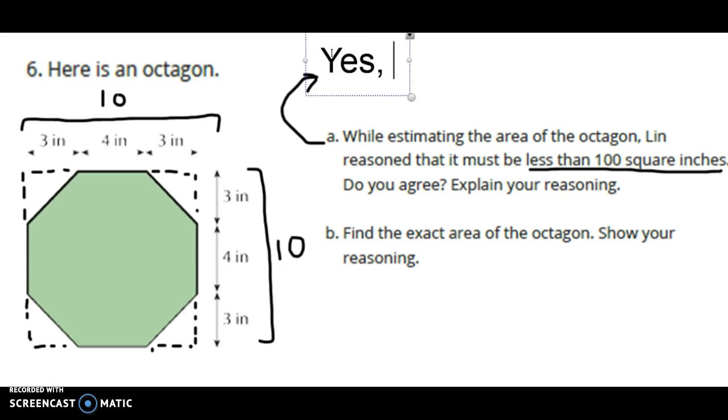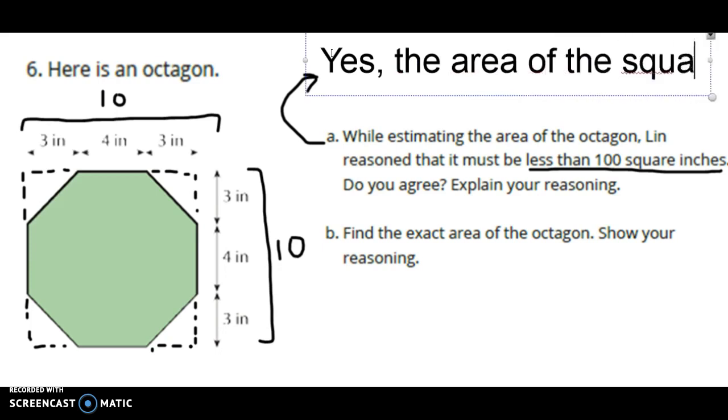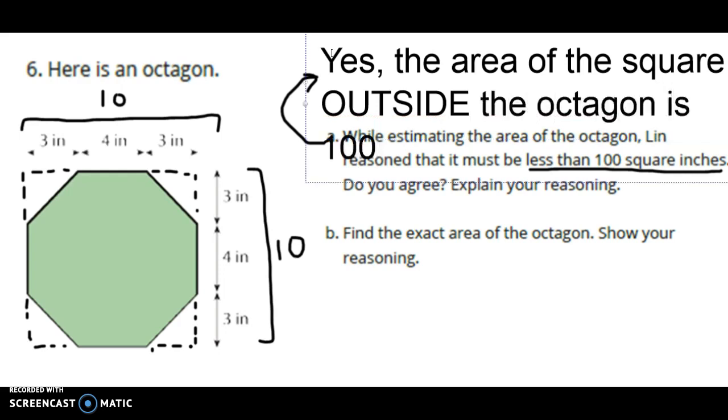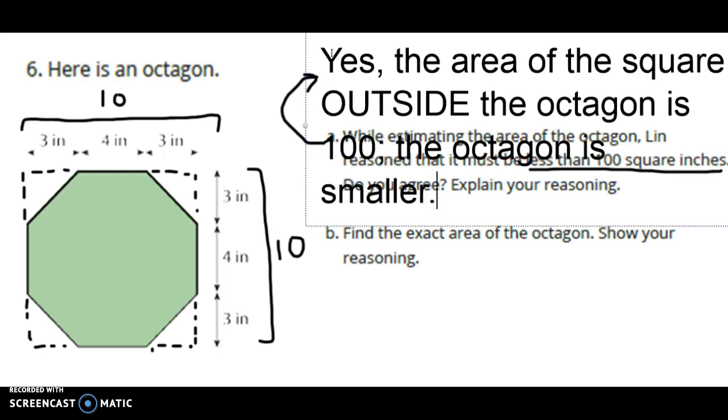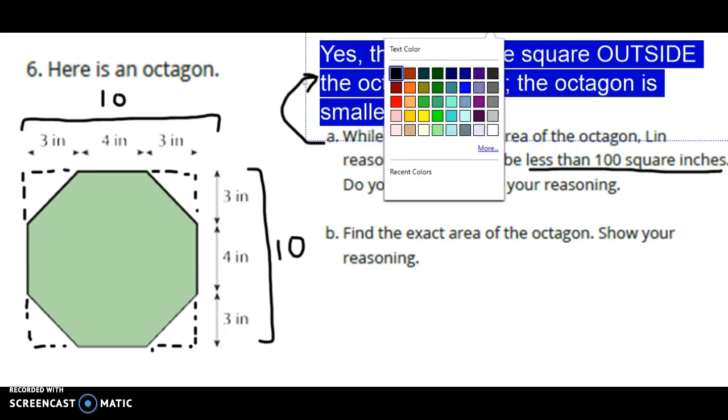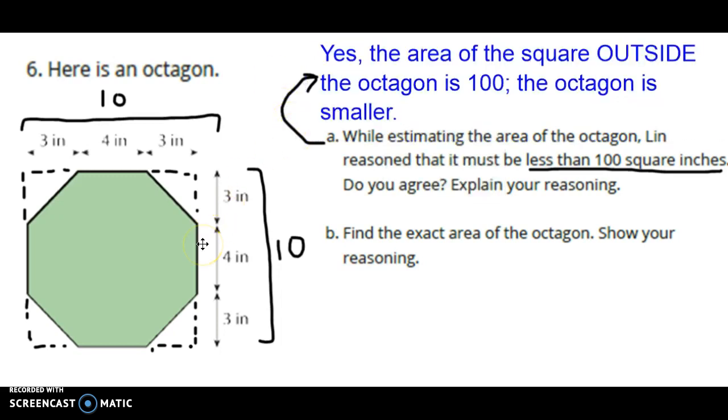Why? Because the area of the square outside the octagon is 100. The octagon is smaller. And let me just make this a smaller font so that it's not overlapping and you can read it all. Okay, we also showed our reasoning through our drawing.